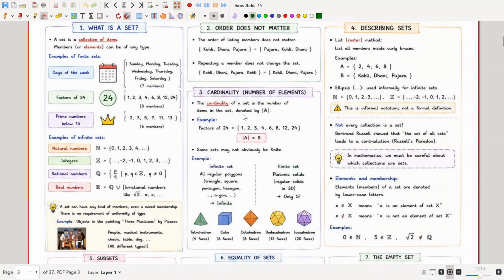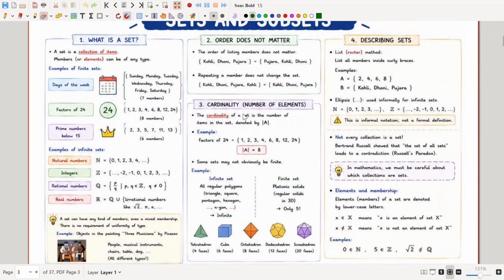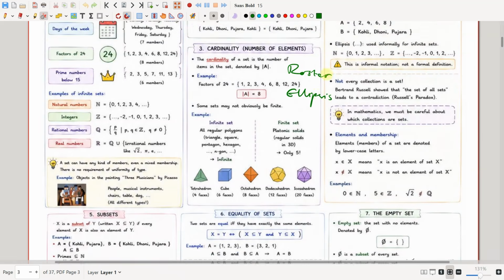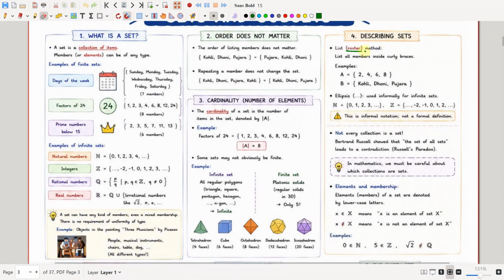Now let's move on to the next topic. For describing sets we will be having one more method also. We saw one, the roster method, and another one is the ellipsis method. The roster method is also called the list method, because we will be listing all the elements here.